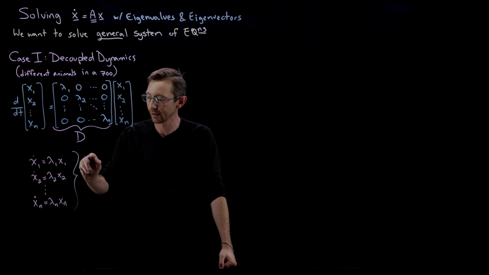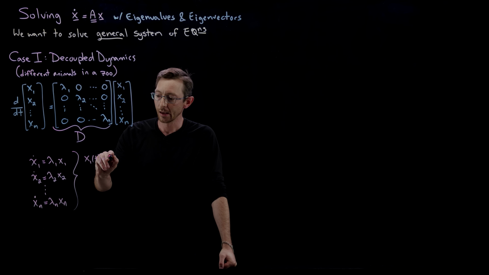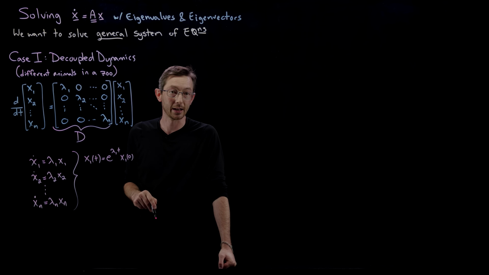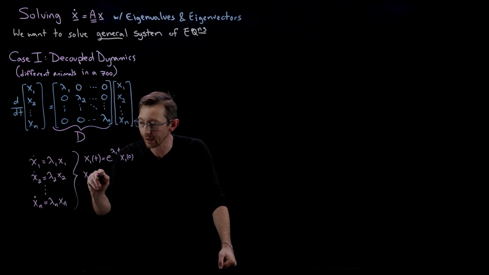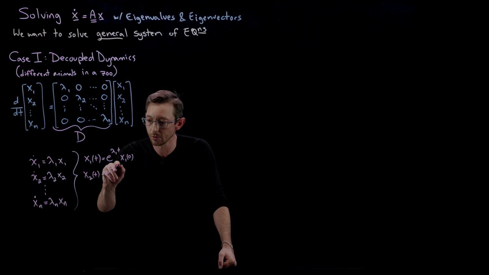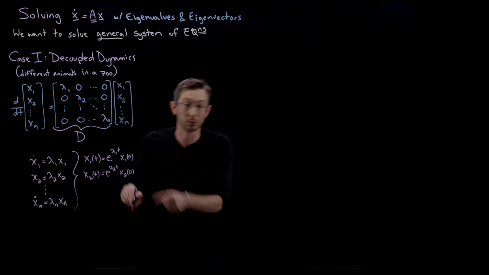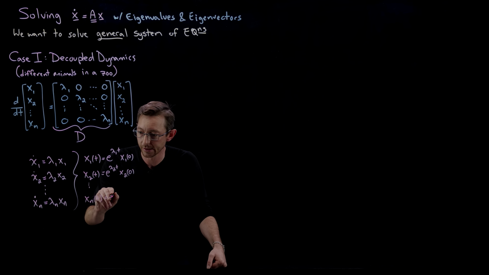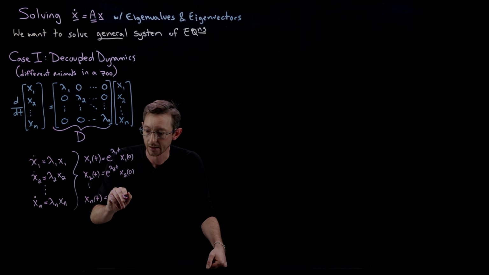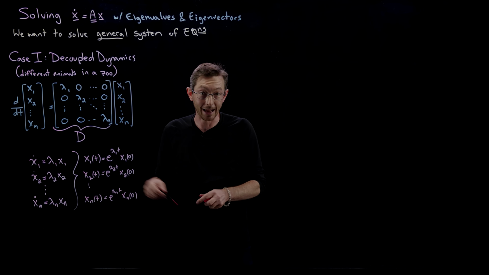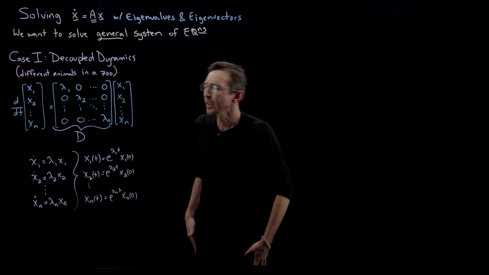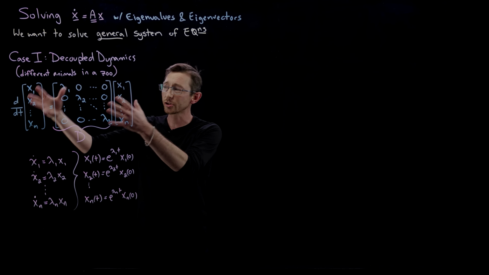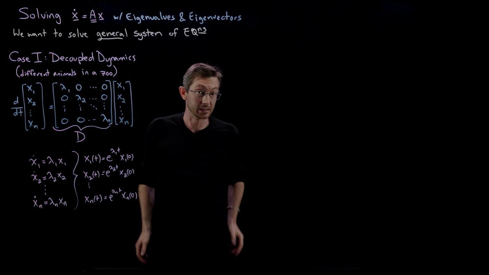We could say that x1 at time t is e to the lambda 1 t times x1, my initial condition, x1 naught. And x2 at time t is equal to e to the lambda 2 t times that initial wolf population, x2 naught. All the way down to xn at time t equals e to the lambda n t times xn naught, the initial population of that nth animal population. And so these are really easy. Because my dynamics are decoupled, it's almost trivial for me to solve the system of equations.